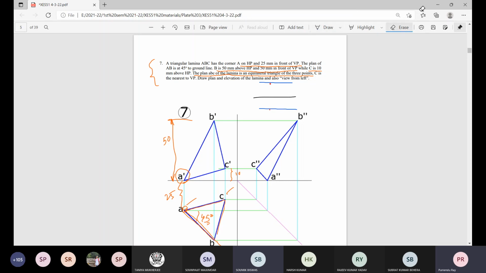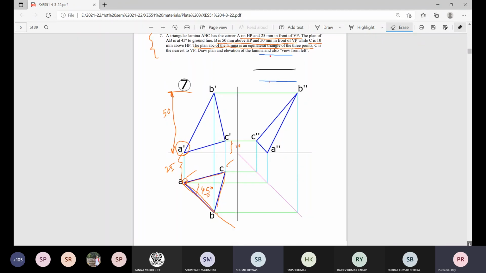But we are not sure about the exact position of the projector. But it is given there. How? It is given in this form. If you go through the statement carefully, you will find that this 45 degree line corresponds to the plane AB.